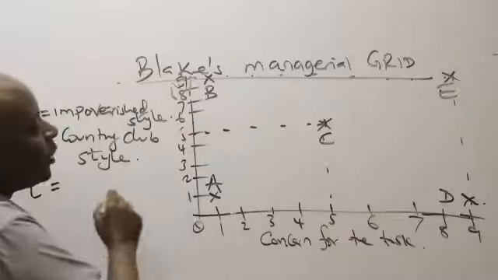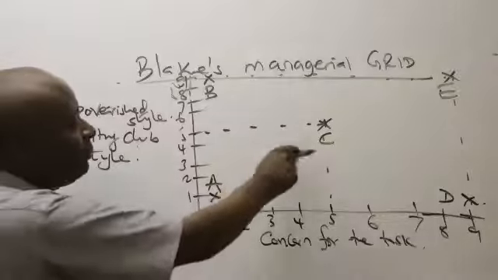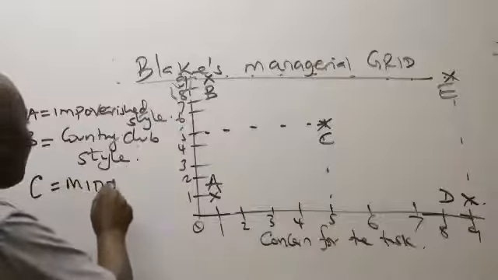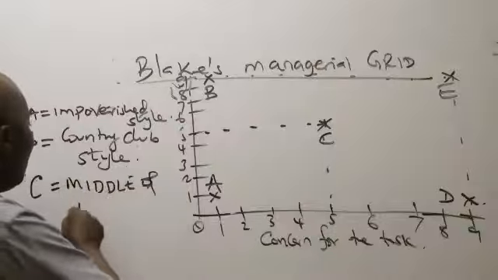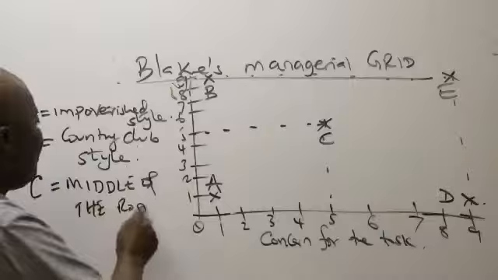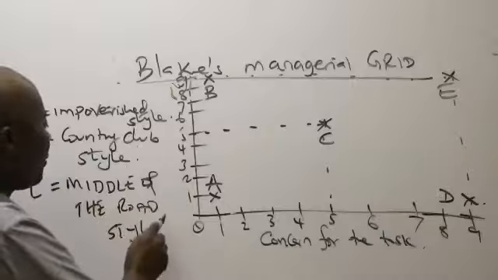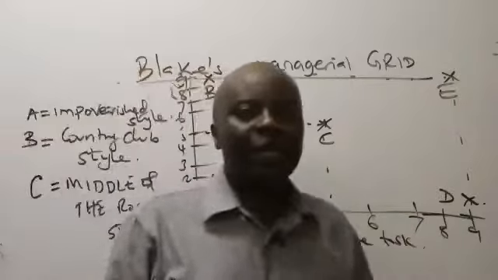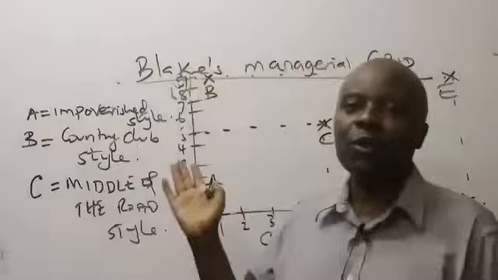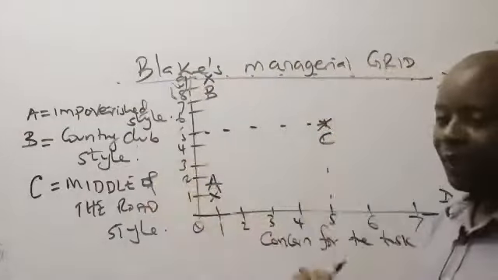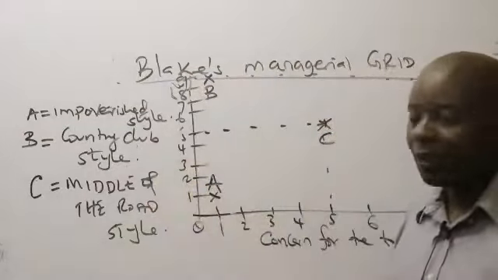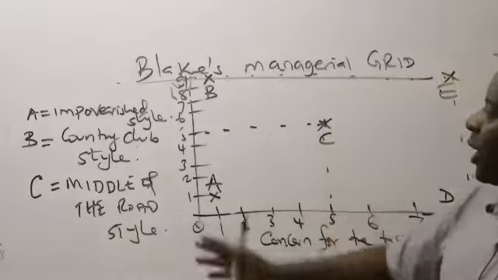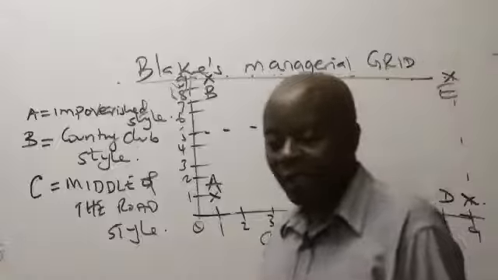That is B. And then we have got C. If you remember, these are the middle of the road style managers. Their concern for tasks is 50%. Their concern in this case for people is what here? 50%. Half. That's what you write.